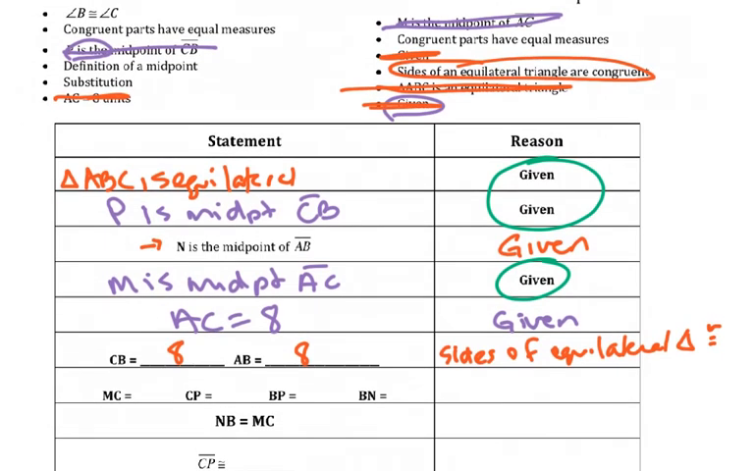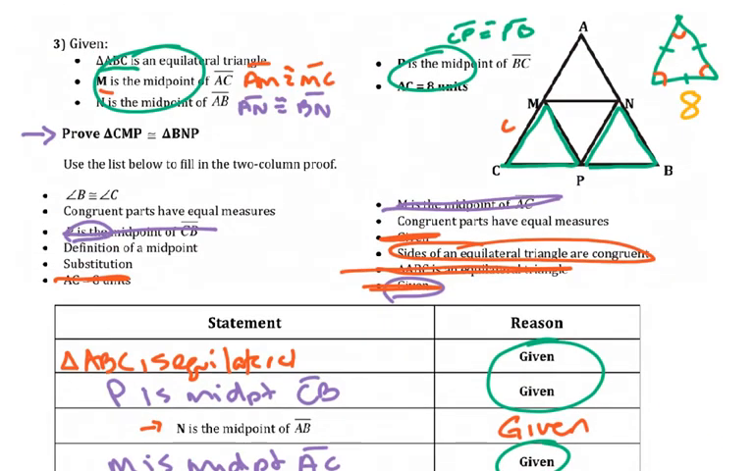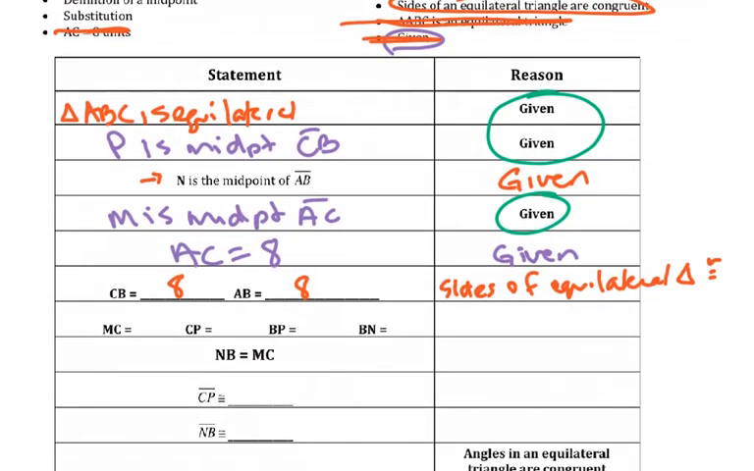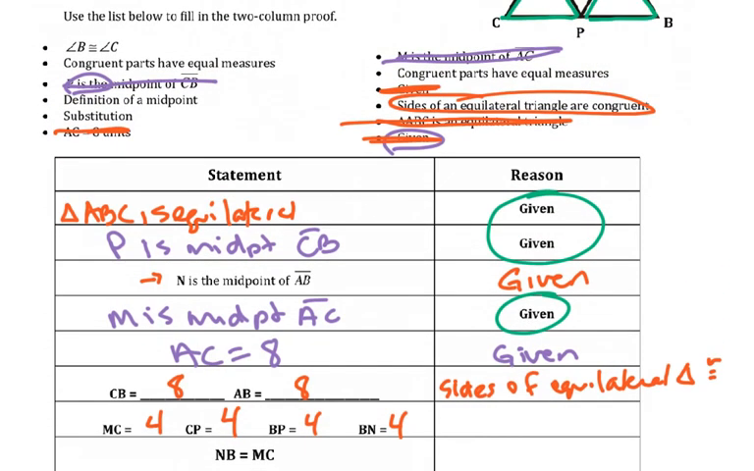Now the next thing it says is MC is equal to what? Look at your picture. MC is equal to, we already said it was 4. So we already know that that's equal to 4. CP is 4, BP is 4, BN is 4. We already know that. How do we know that? We know that because of what a midpoint is. So the definition of a midpoint is what tells me that.